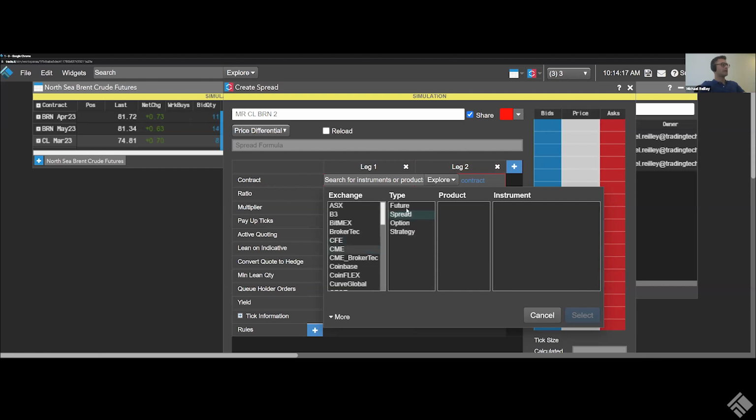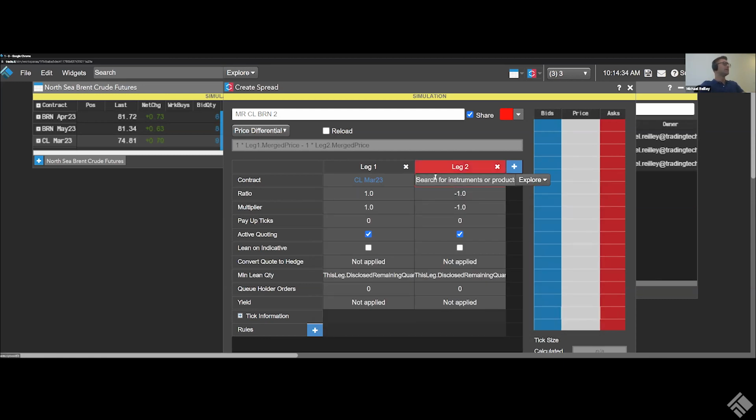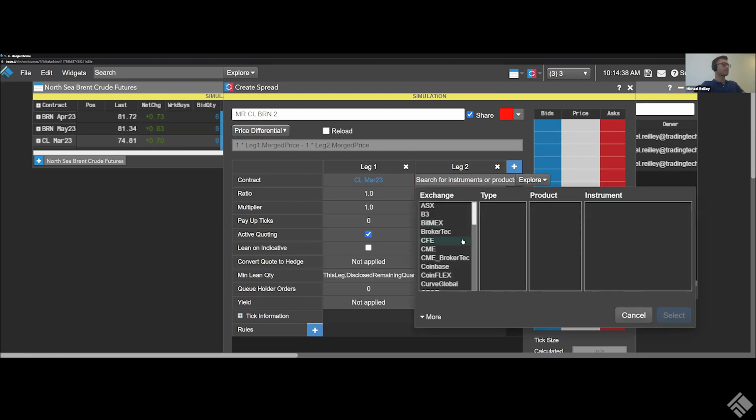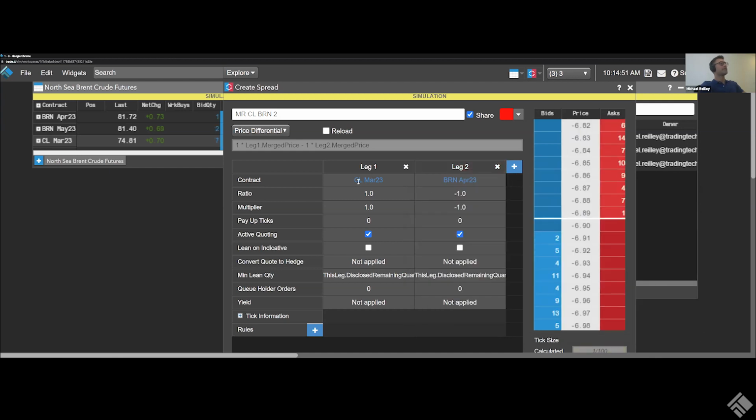And this is going to be CME, crude. I'm going to click on one of these products. I type CL, takes me right to it. And then I'm able to select that particular instrument. In the same way for leg 2, we can click explore again. In this case, we're looking for ICE, future, and BRN. And I believe we said April 23. Okay, so now we've defined our 2 legs that we are going to be buying and selling using this particular auto spreader.